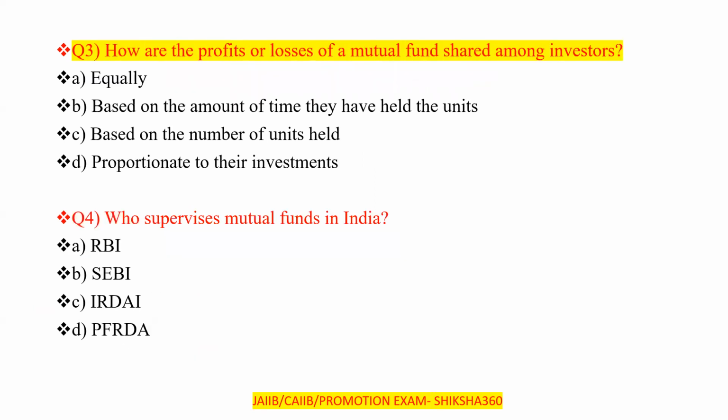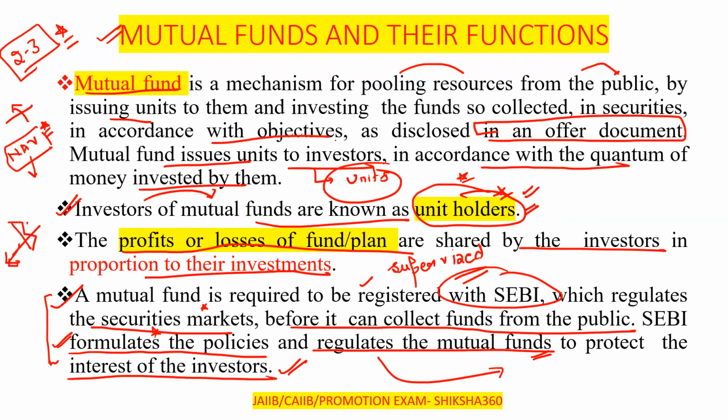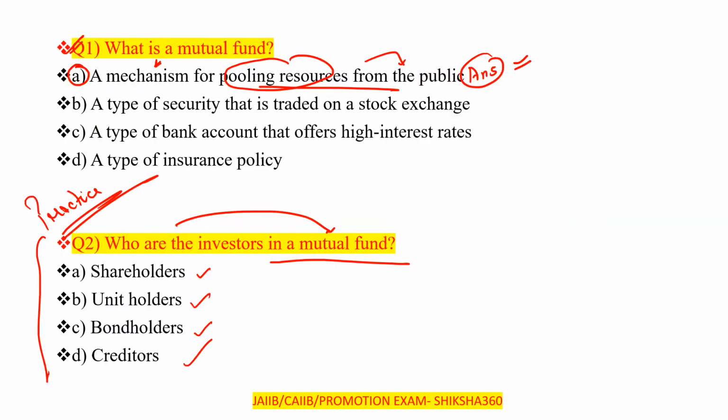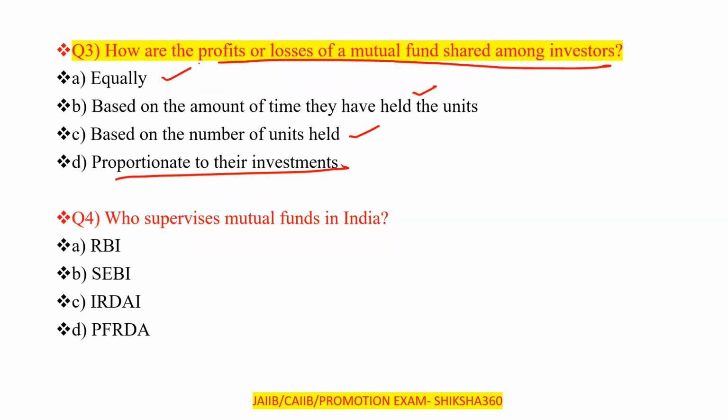Question number 3. How are the profits or losses of a mutual fund shared among the investors? Equally, based on the amount of time they have held the units, based on the number of units held, or proportionate to their investments. We have already discussed this: the profits or losses of the fund or plan are shared by the investors in proportion to their investments. That's why I will cover each point line by line, because in the examination you will get questions like this. So option D will be the answer here.